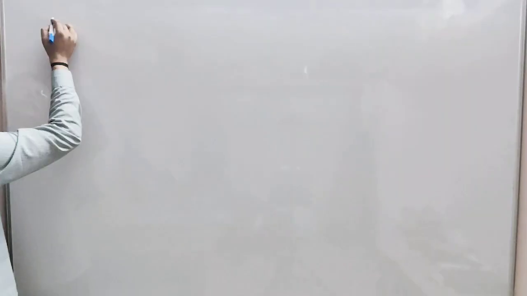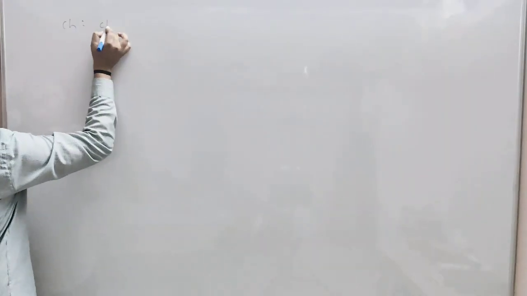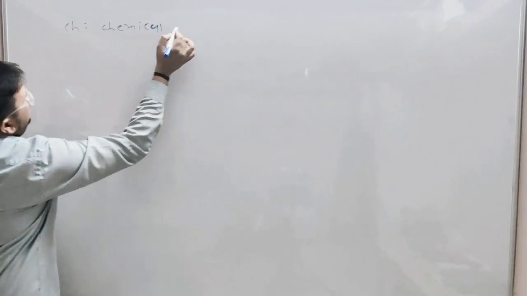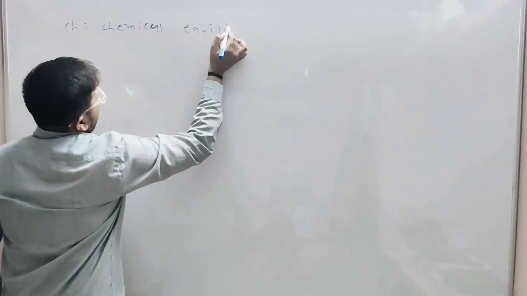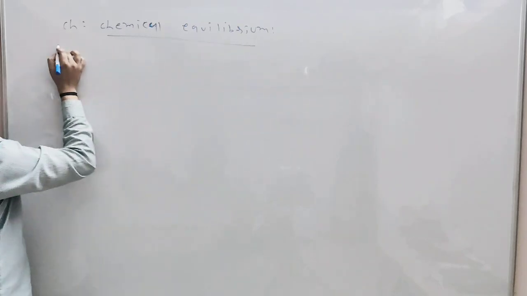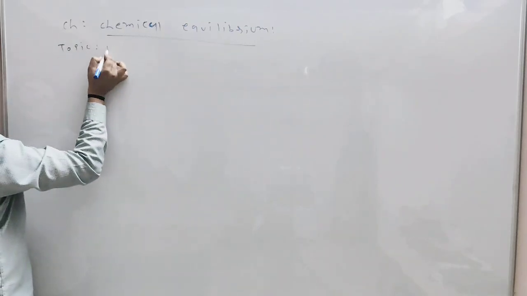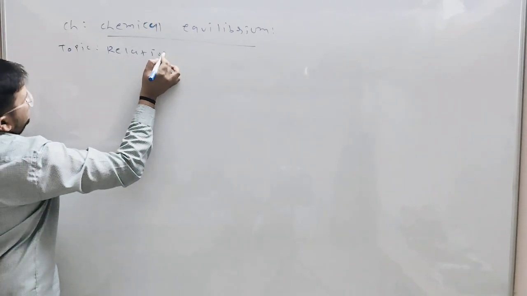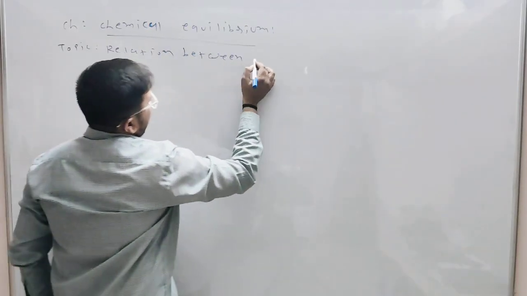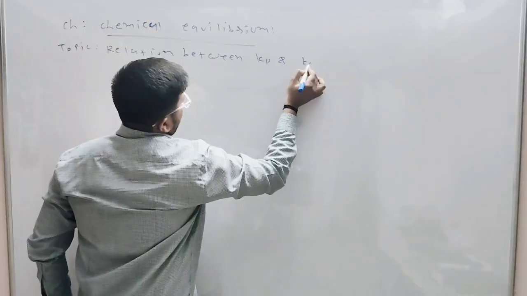Today we will learn about the relation between Kp and Kc. It is the topic of chemical equilibrium. Chapter is chemical equilibrium and the topic is relation between Kp and Kc.